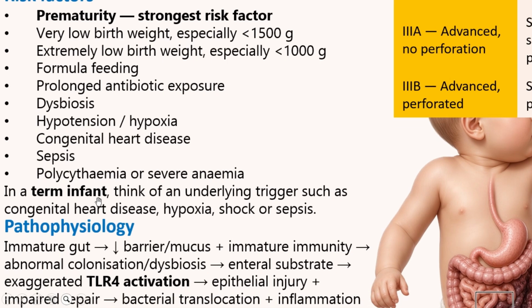So in a term infant, you want to always think about an underlying trigger. If it's a preterm, we can say that maybe the intestines were underdeveloped, that's why they were at a higher risk. But in a term infant, they should be able to withstand this. And you want to think about triggers like congenital heart disease being something at the back there, causing poor perfusion and ischemia. Hypoxia, shock, or sepsis should always be at the back of your mind.